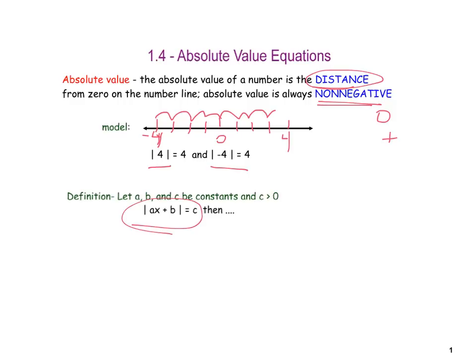Let's look at equations. Definition of an absolute value equation: we're going to let a, b, and c be constants, and c is greater than 0. We're going to solve this by rewriting it as two equations. We take what's inside the absolute value, ax plus b, and set it equal to c and solve. And we take ax plus b and set it equal to the opposite of c and then solve for x. We'll see why on the next page.